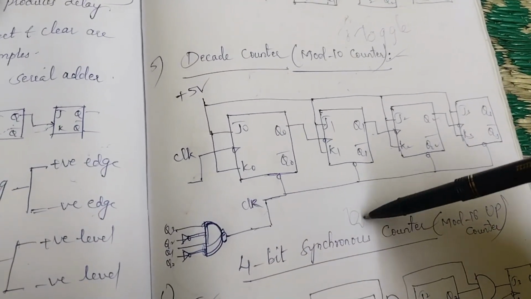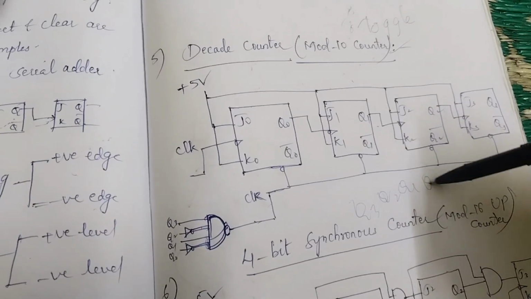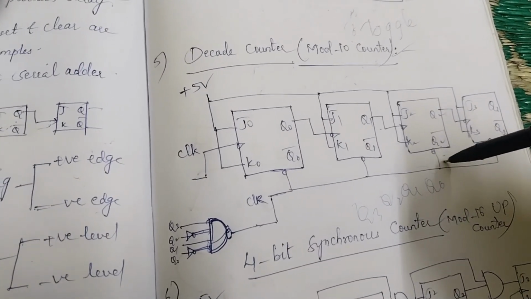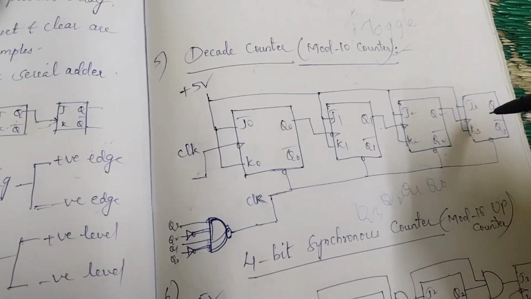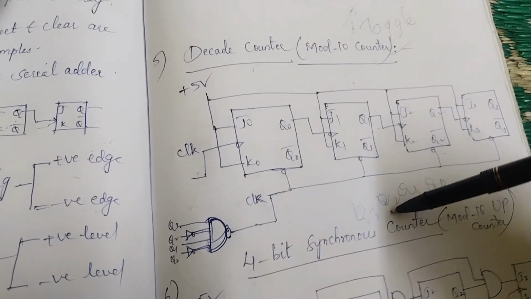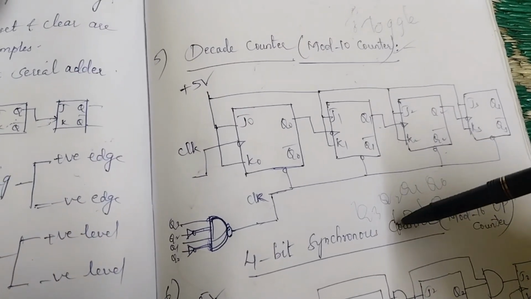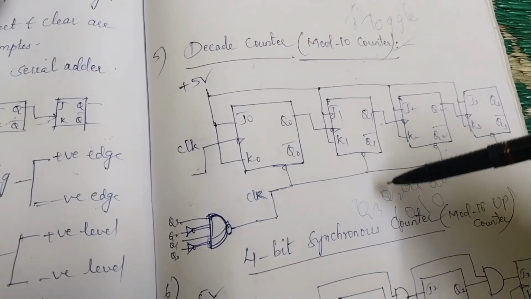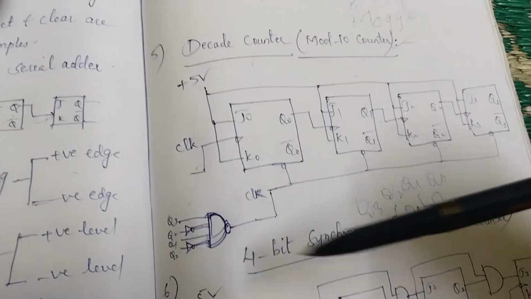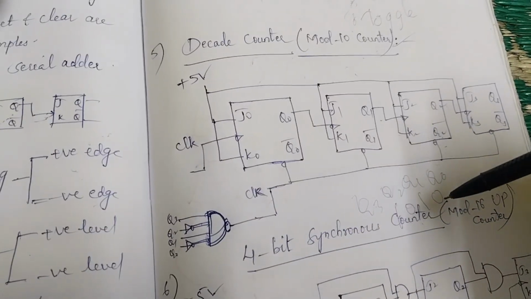Why have I given Q3, Q2, Q1, Q0? It has to stop counting once it receives the 10th clock pulse. We are forcing the counter to stop once it reaches the 10th clock pulse. The binary value for 10 is 1010. Q3 is 1, so we connect Q3 directly. Q2 is 0, so we connect Q2 by means of a NOT gate. Q1 is 1, so we connect Q1 directly, and Q0 is 0, so it goes through a NOT gate.